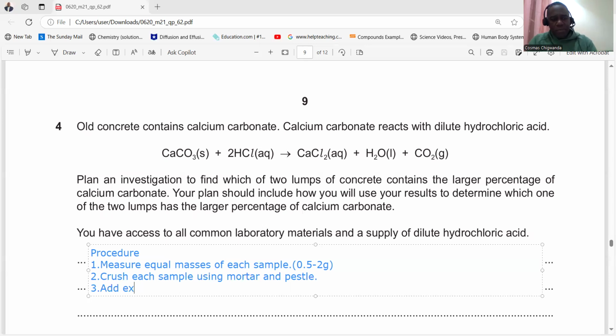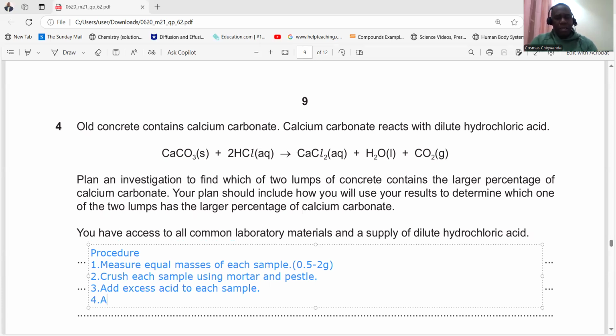Okay, so I had skipped a very important step here. So we're going to say add excess acid to each sample. Maybe you could say 50 to 100 cubic centimeters to ensure that whatever trace of calcium carbonate is there in the lump will be dissolved. That's why we're adding excess hydrochloric acid.